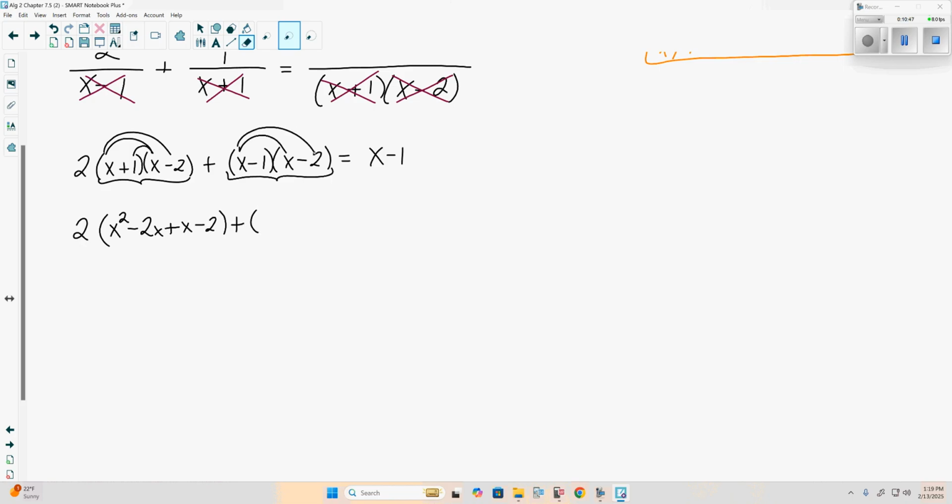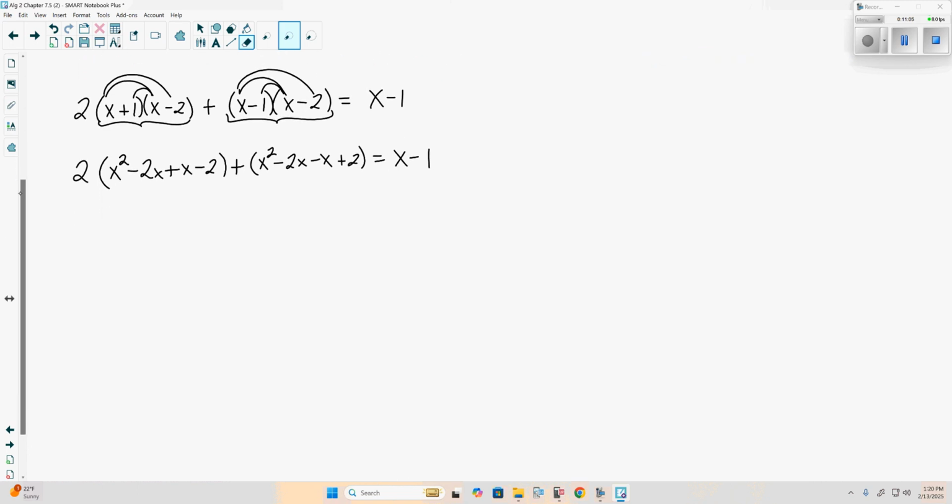Here we're going to do the same thing. X times x is x squared. X times negative 2 is negative 2x. Negative 1 times x is negative x. And negative 1 times negative 2 is plus 2. Guys, let's focus in. At this point here, we can combine like terms. Negative 2x plus x is going to be negative x. Our second one, negative 2x minus x, is going to be negative 3x.